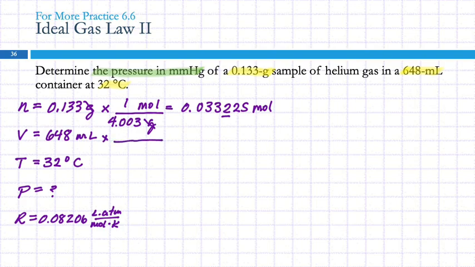So I want milliliters to go to liters, and I'll have milliliters on the bottom, so those cancel out. And then I recognize that milli stands for times 10 to the minus 3. So 1 milliliter is 1 times 10 to the minus 3 liters. And I'm going to get 0.648 liters.